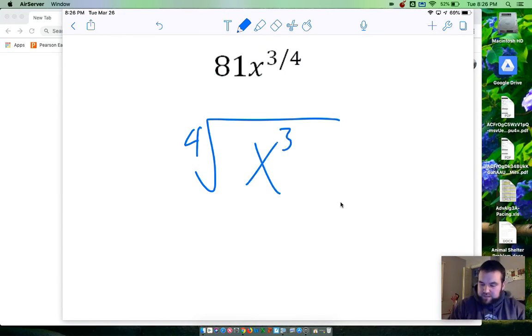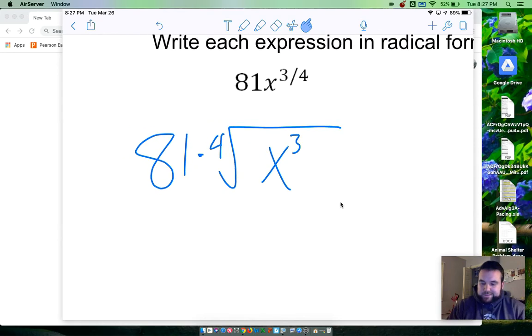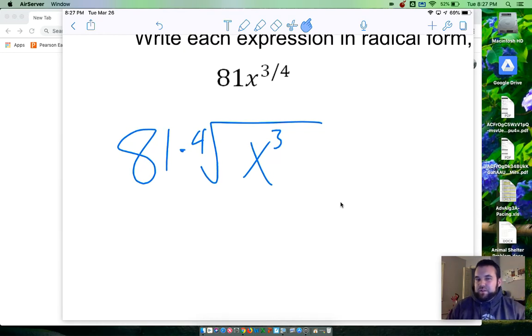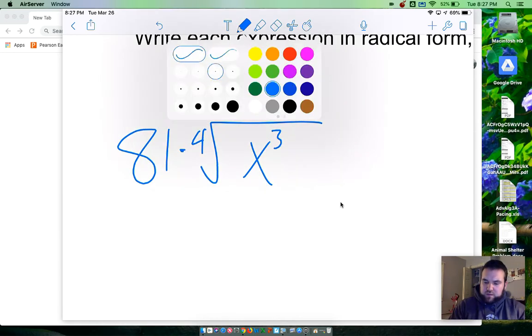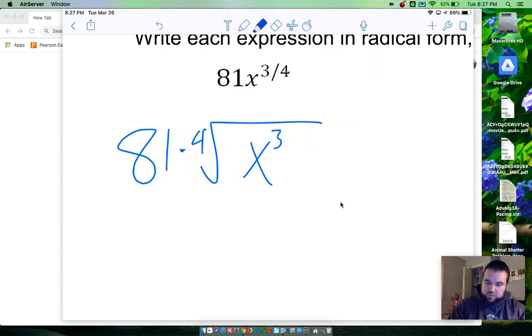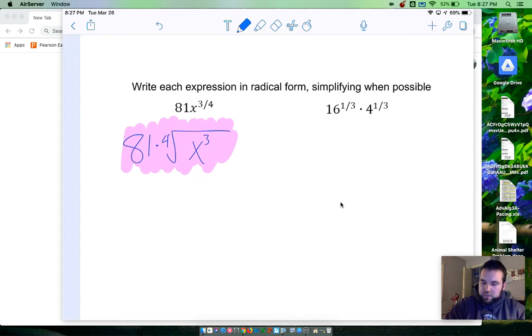So that means x to the third is going to go underneath the radical. 81 does not have an exponent, so I'm just going to put 81 up front. Put a multiplication sign if you want to. There's nothing I can simplify with this because I'm not raising 81 to a power. And so this would be my final answer. Fully simplified, nailed it.